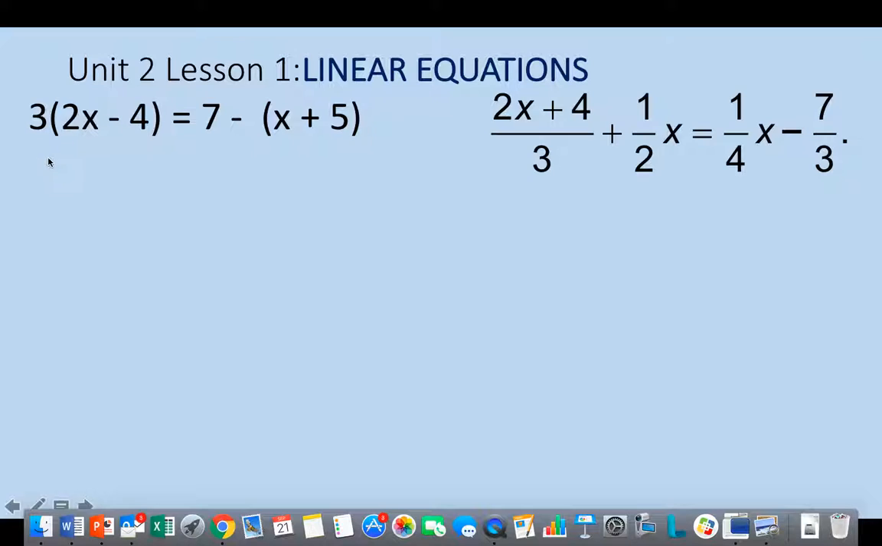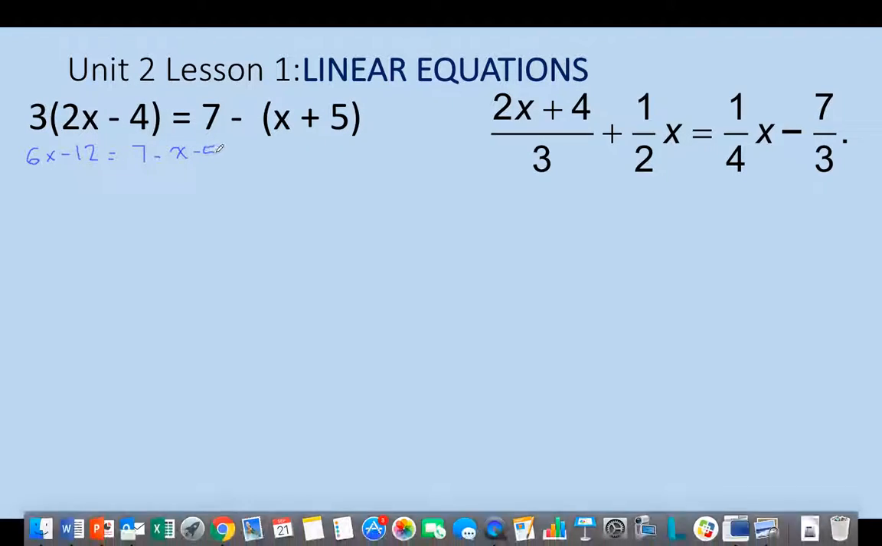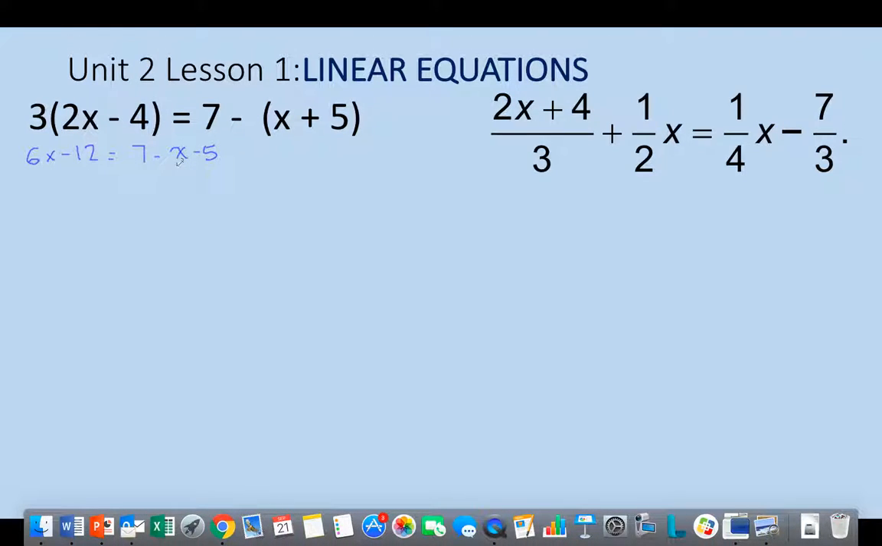examples here. We're going to be tying in lots of what we did with expressions. So here we go. First one, I'm going to start by using the distributive property. So I've got 6x minus 12 when I do that. And then over here, remember we've got to distribute this negative sign. So that's negative x minus 5. I've got variables on both sides of my equation. I also have some like terms that might be nice to combine here. So I'm going to say 6x minus 12 is equal to, well, 7 minus 5 is 2 minus x.